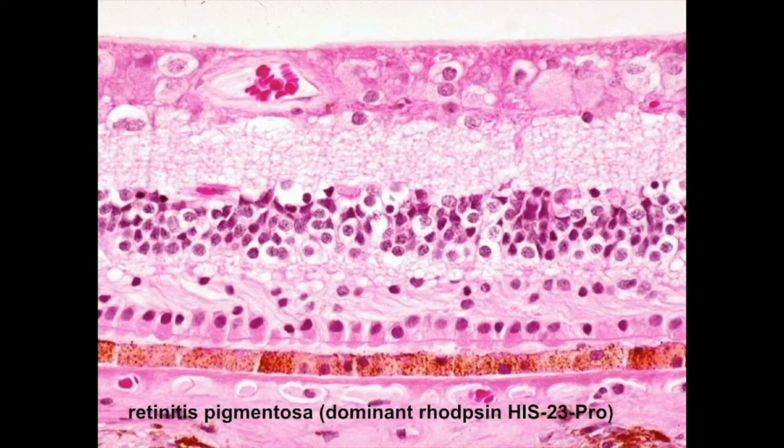Again, we see the inner retinal layers. The ganglion cells look normal. There's a good inner nuclear layer, but there is an interrupted layer of poorly preserved cones in the outer nuclear layer and no photoreceptors. So a loss of photoreceptors classically is found in retinitis pigmentosa.